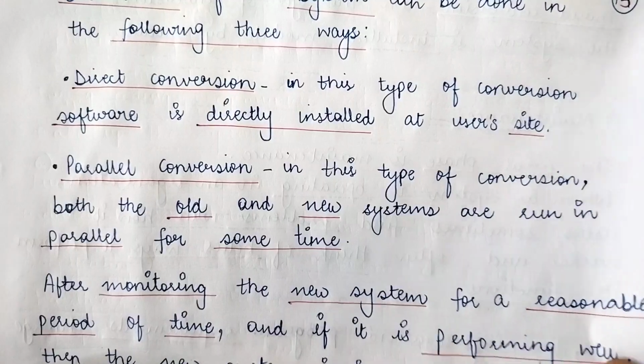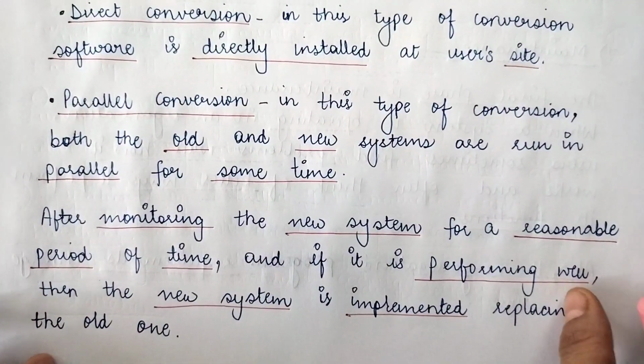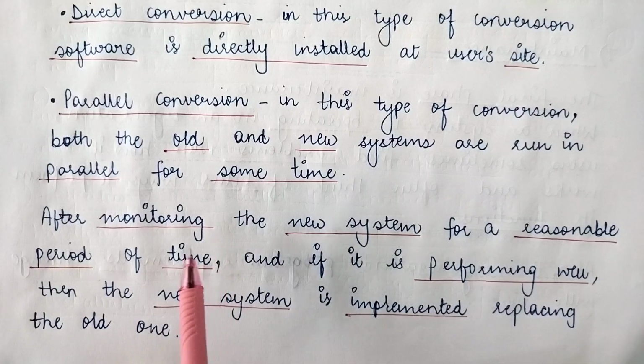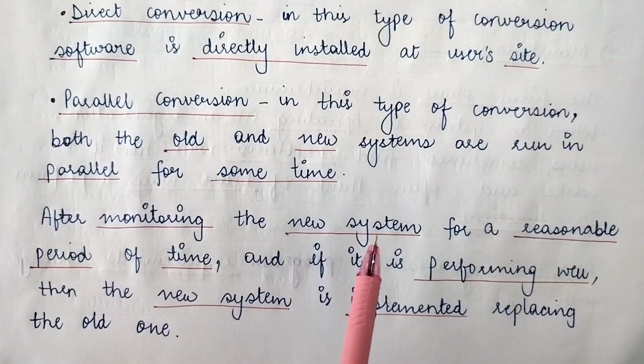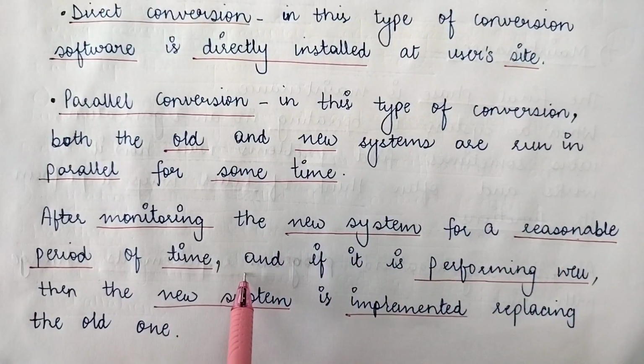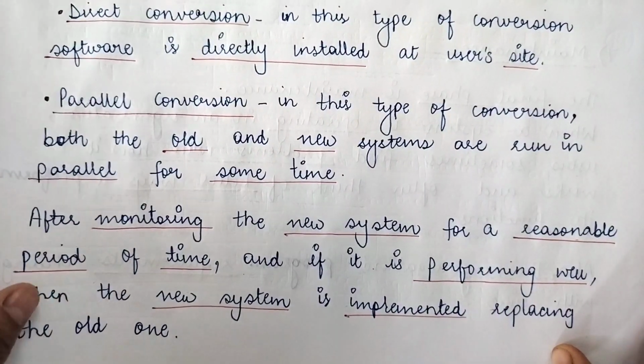Then the new system is monitored for a reasonable period of time, to see whether the users are comfortable enough with the new system and whether the new system is performing well enough. If the system is performing well, then there is no need to keep the old system. The new system is implemented, replacing the old system.